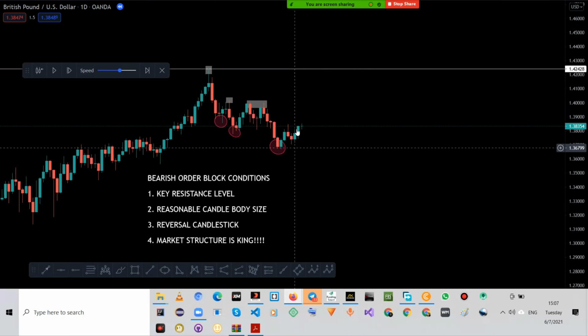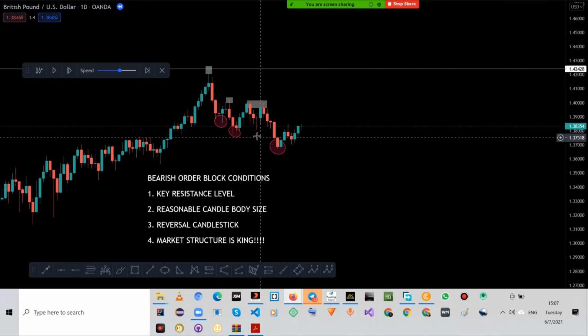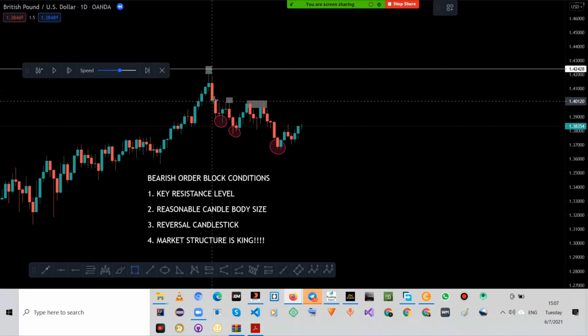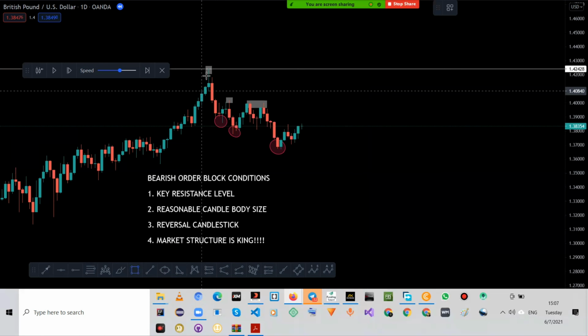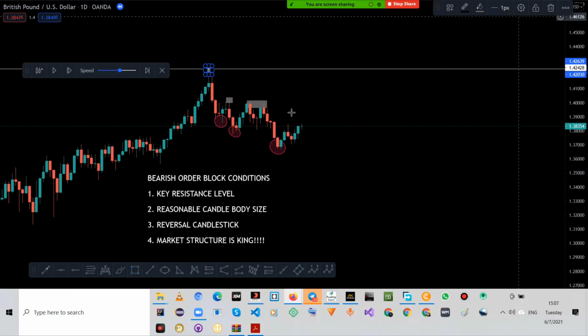So as you all know from market structure, when you're in a downtrend, we're now waiting for bearish trades. Since we now have our conditions for a bearish order block met, our key resistance level, we have it, our reasonable candle body size, we have it, the highest up-close candle, we have it, the reversal candlestick pattern, we have it, and market structure, we do have it. It aligns. So let me just delete this so that it's clear and clean.